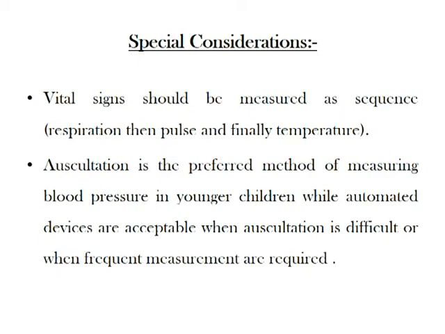Special considerations. Vital signs should be measured in sequence: respiration, then pulse, and finally temperature. Auscultation is the preferred method of measuring blood pressure in younger children, while automated devices are acceptable when auscultation is difficult or when frequent measurements are required.